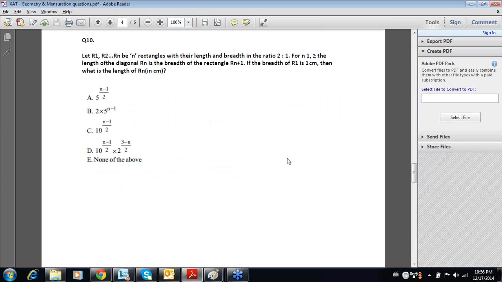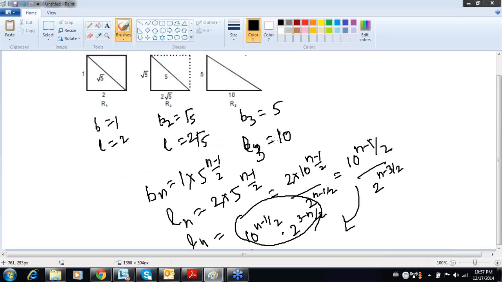Everybody clear with this? Anybody have an issue? So Krishan, you are not clear with this. Okay. Let me explain once again.